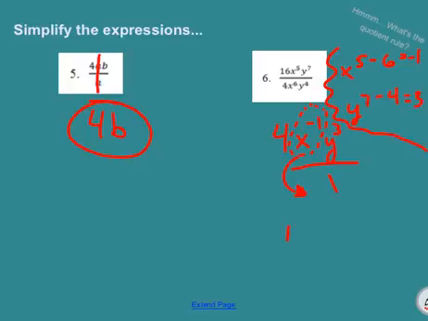So what I would write for my final answer is keep the 4, the y to the 3, and then move this x to the positive 1 downstairs. So this is what you need for a final answer.